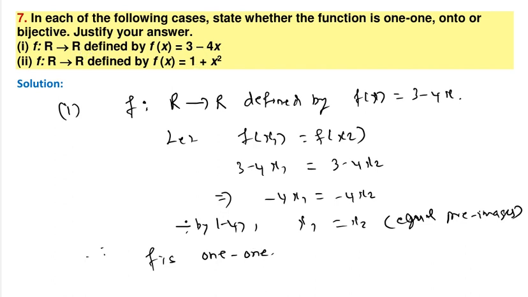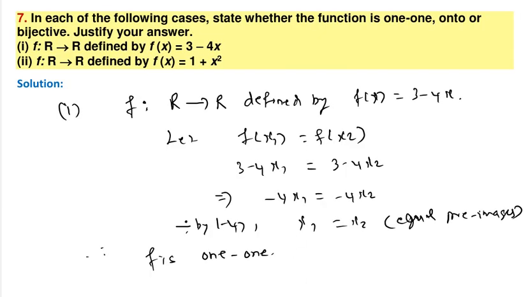But what is the method? 3 minus 4x is the function. So, for onto justification, you always have to assume y equal to f of x. y equal to what is f of x? It is 3 minus 4x.